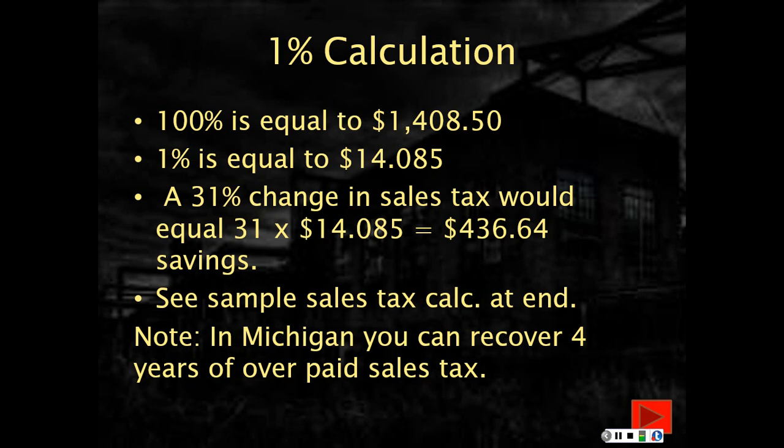I do have a sales tax calculation sample at the end of these lecture notes. And it's important to know one other thing. In Michigan, you can recover 4 years of overpaid sales tax. 4 years. So this would be $436.64 times, if that was a typical month, times 48 months. That's the amount of overpaid sales tax I could potentially go back and recover from Michigan if it truly was a wrong sales tax exemption.